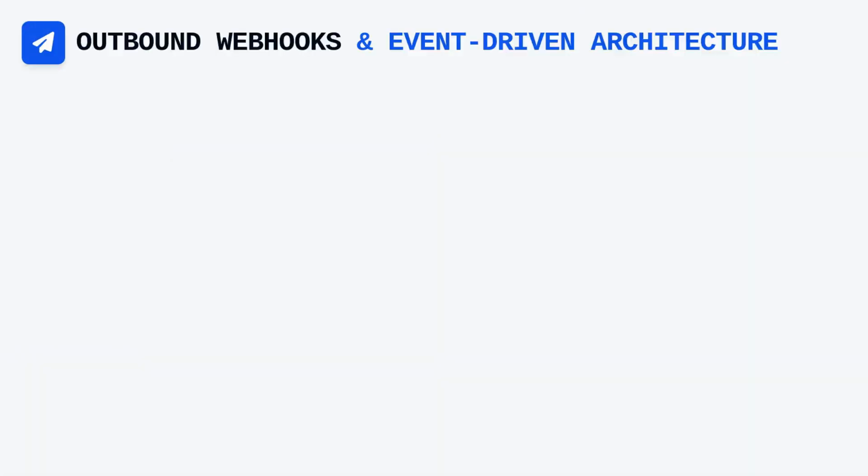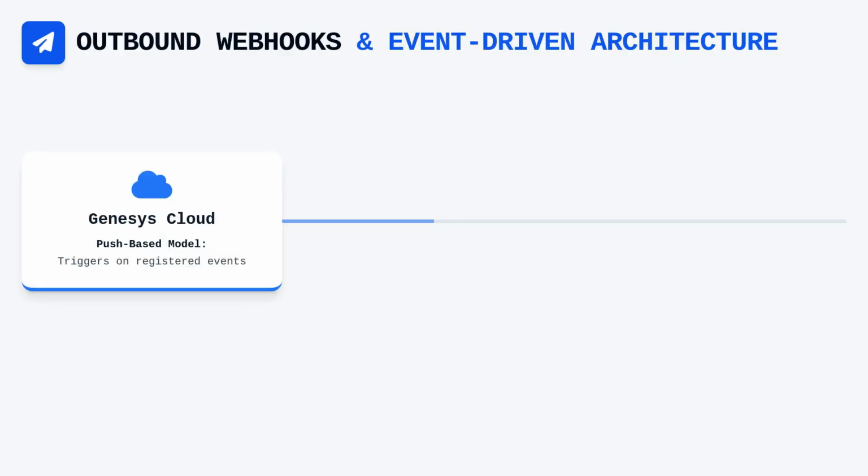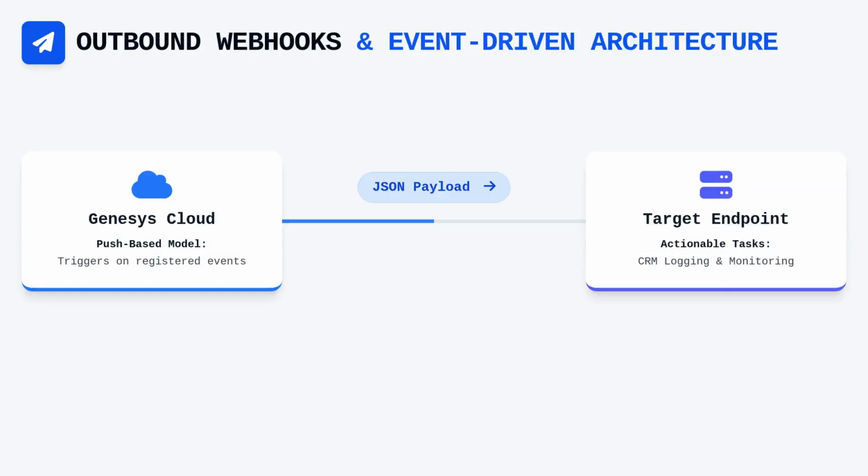When we shift our focus to outbound webhooks, we are dealing with a push-based model rather than the request-response pattern found in typical data actions. Configuring outbound webhooks for event-driven notifications allows your infrastructure to react instantly to changes within Genesys Cloud. You specify a target endpoint, and the platform delivers a JSON-formatted payload as soon as a registered event occurs.